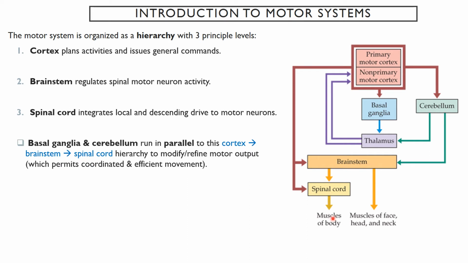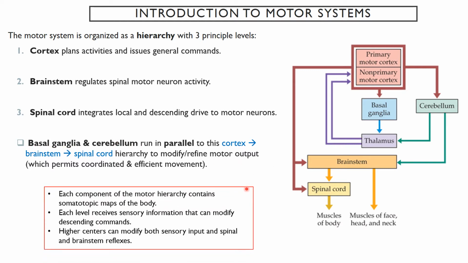There are other areas that are critical for how motor systems work. The basal ganglia and the cerebellum run parallel to the cortex, and there are several loops involved in this process. They are used for the learning and coordination of planned movements and learned movements. We will have separate lectures on the basal ganglia and the cerebellum, so we're not going to discuss those today.